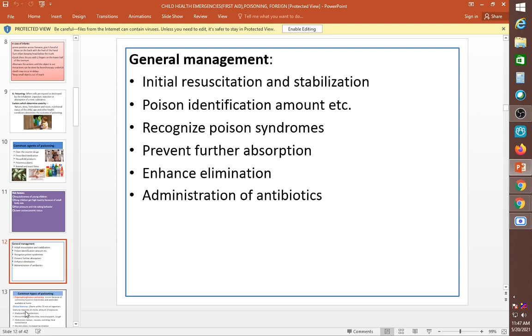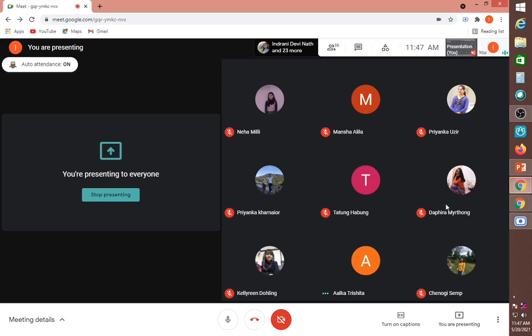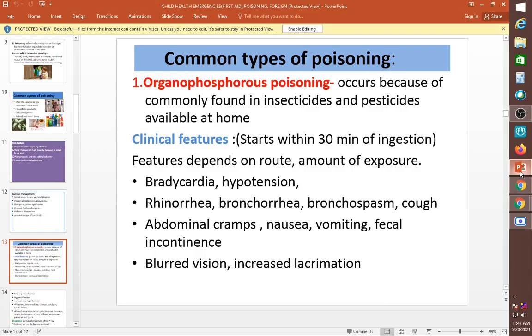Clear? Common types of poisoning. Yes, ma'am. Okay, common types. What are the main types of poisoning that may occur? So, Neha Mili, please read this out for me.